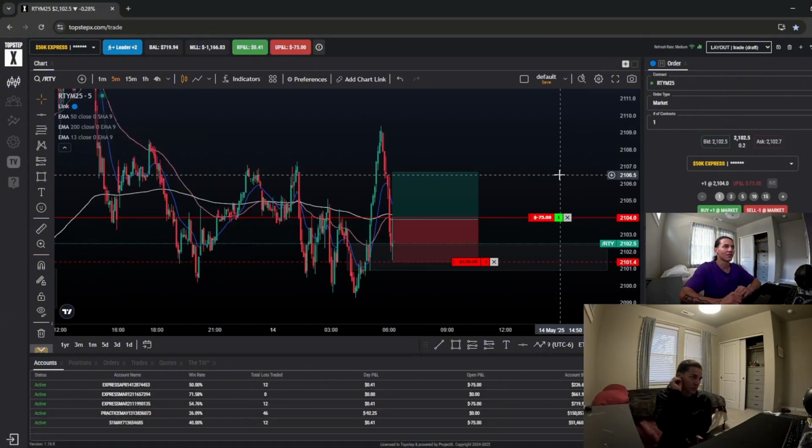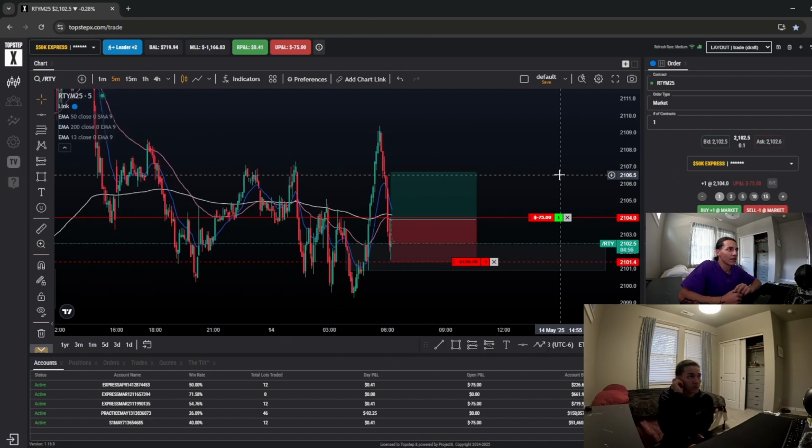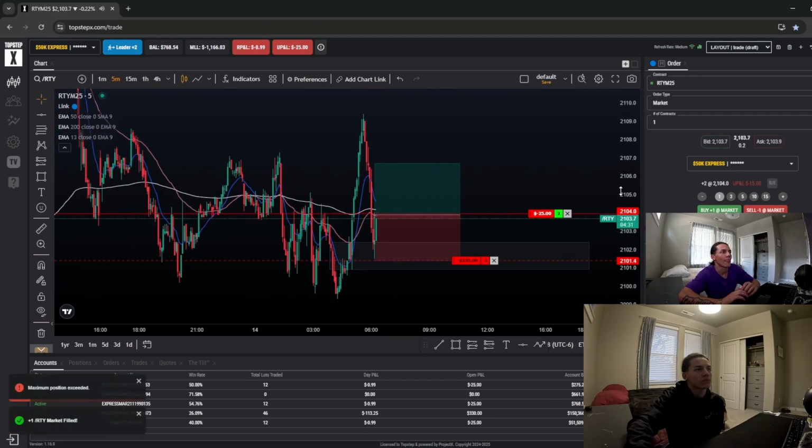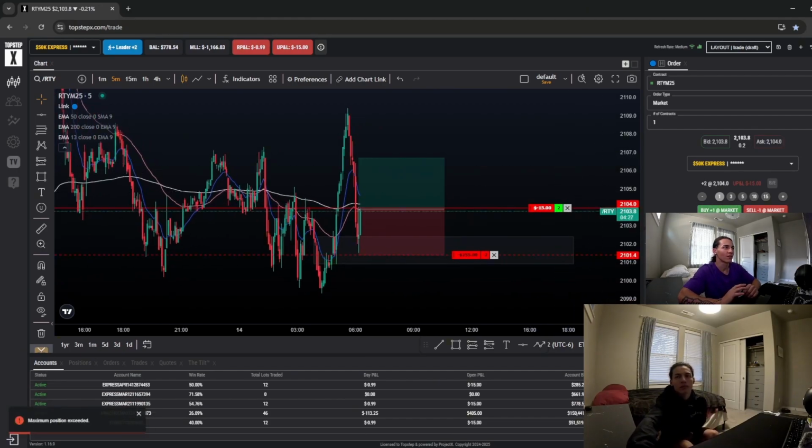Now right here you can see pretty deep in drawdown. Definitely looks like it's going to hit stop loss here, but just gotta believe in the setup. You gotta trust your intuition. That's what gave me profitability, is trusting my own intuition. Now right there you can see I placed another contract.